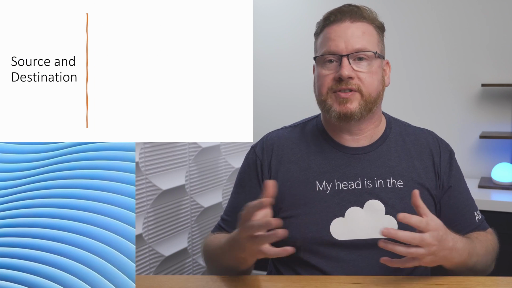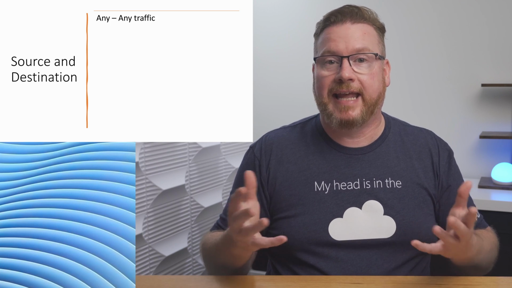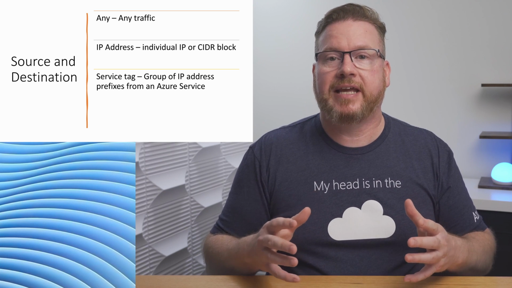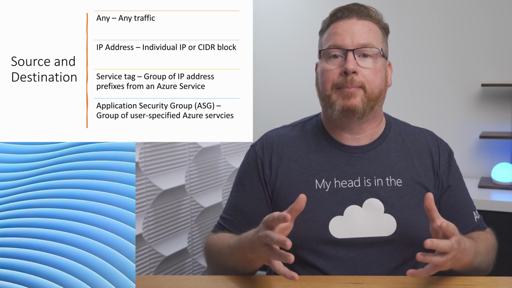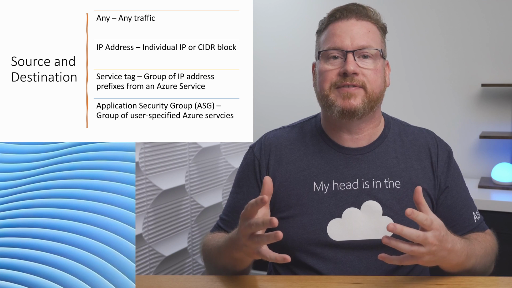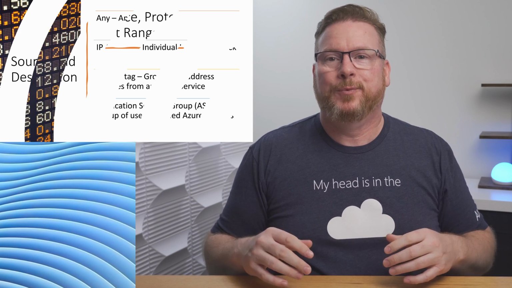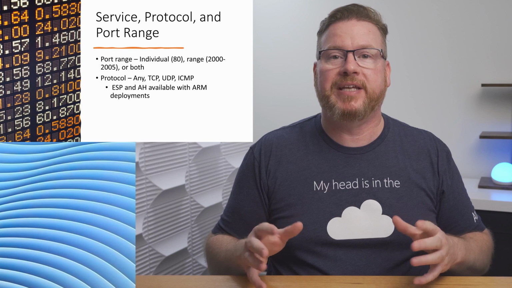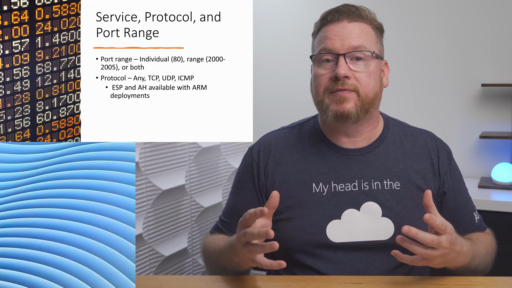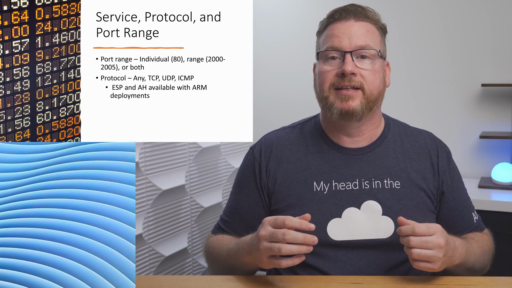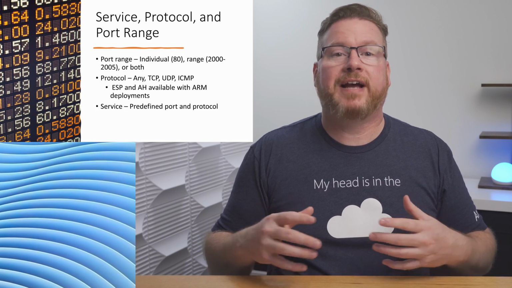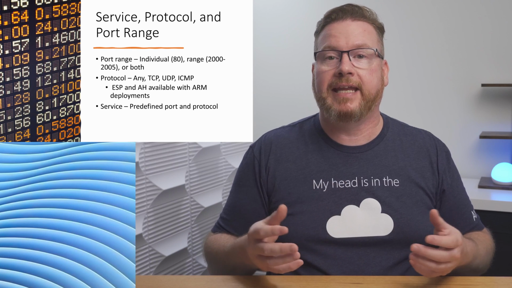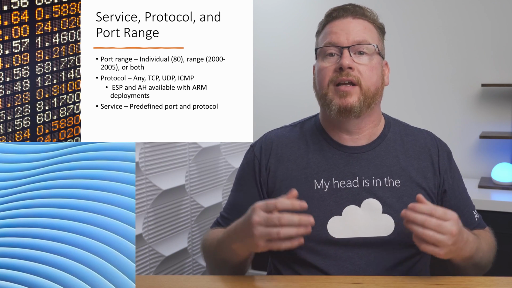We have a few options for the source and destination on an NSG. Any means just that, any traffic. We can specify an individual IP address or a block of IP addresses. We can target service tags, a group of resources managed by Azure, or an application security group. Be sure to stick around to the end of this video where we review application security groups. We can specify a port or a range of ports or both. We can select a protocol including TCP, UDP, or ICMP. ESP and AH are also available if we deploy the network security group with an ARM template. Any specifies any protocol. There are predefined services that set the port and protocol for you. For example, HTTP will set TCP port 80 and MS SQL will set TCP port 1433.